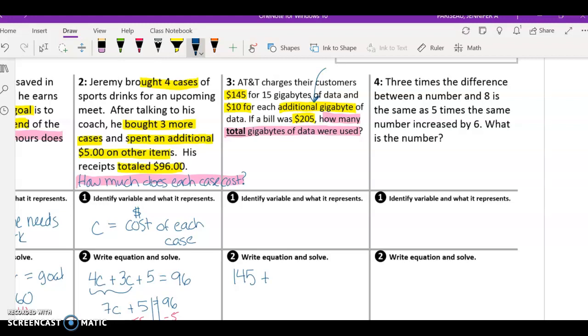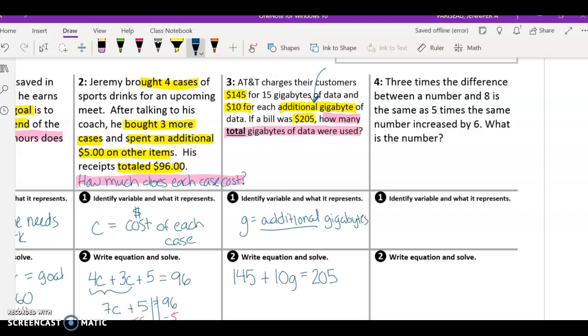So sometimes it might help you to start with the equation and kind of go, okay, what do I think that variable represents, right? And I'm going to get $10 per additional gigabyte, and it's going to total up to 205. So this G here that I used, it's actually not the total gigabytes, because here's that phrase, it's additional. It's $10 for each additional. So this is additional or extra gigabytes.